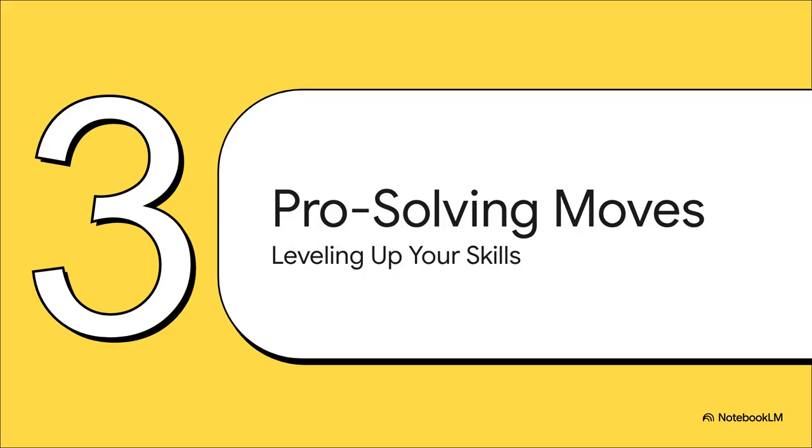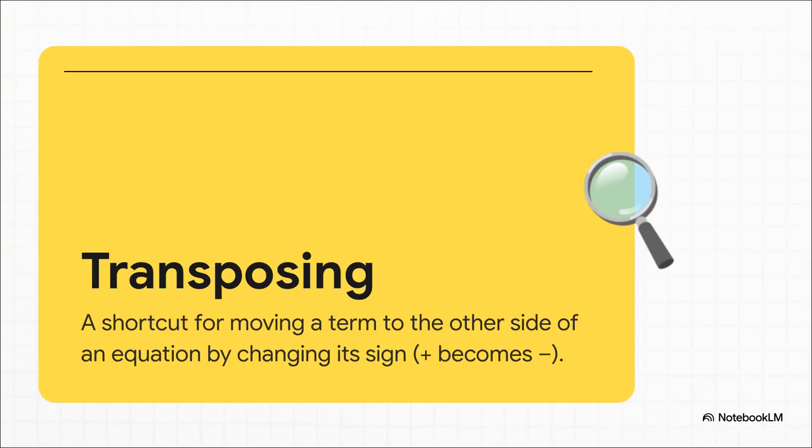Okay, so you've got the golden rule down. That's the main power-up. But now let's learn some pro moves, shortcuts that let you solve these puzzles faster and way more efficiently. It's time to level up your technique. This pro move is called transposing. And here's the secret. It's not a new rule. It's just a faster, cooler way of using the golden rule. Instead of thinking, okay, I'm going to add 4 to both sides, you just think, I'm going to move this minus 4 to the other side.